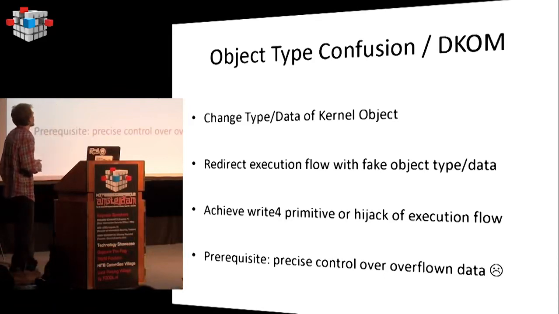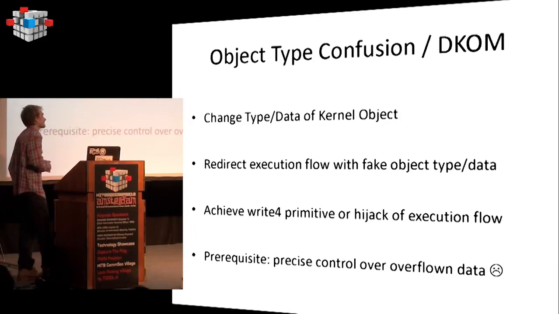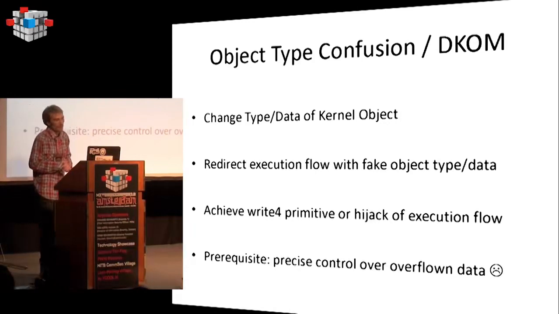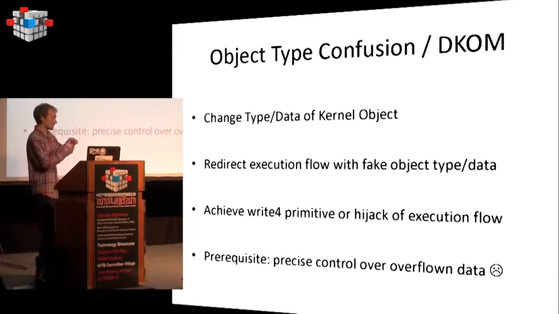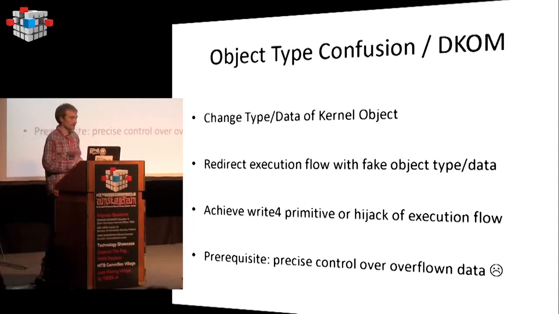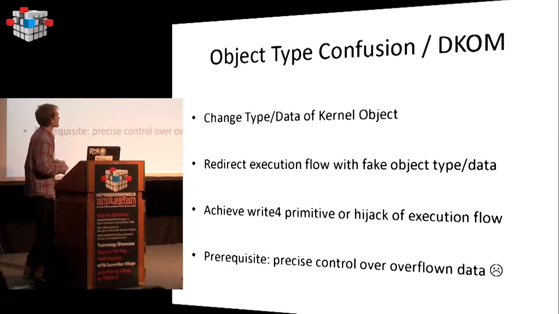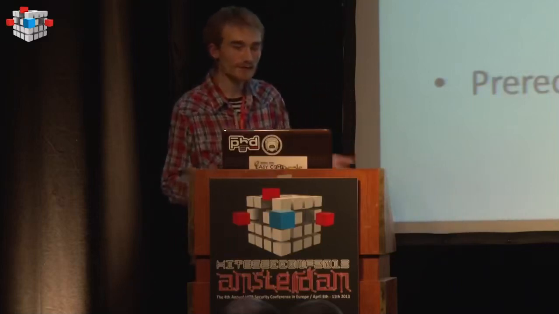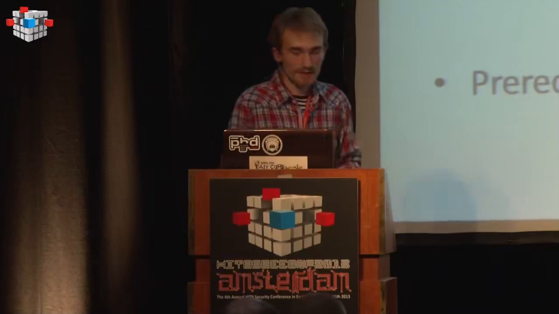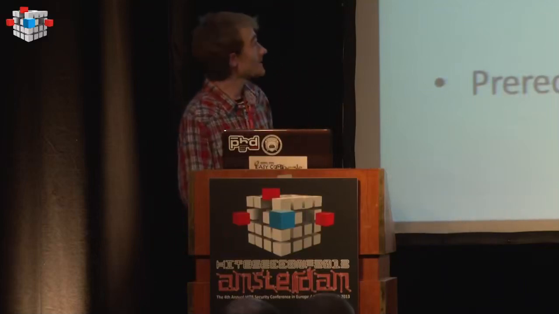But object type confusion has prerequisites: to achieve that, we have to have good control over our flow and data, because functions that dispatch kernel objects work with big structures with a lot of fields. In some situations, for example, if we smash some fields of the object with zeros, there will be a null pointer dereference, and there will be a blue screen of death. So it's kind of a hard technique to implement.